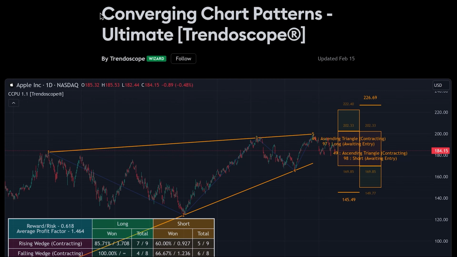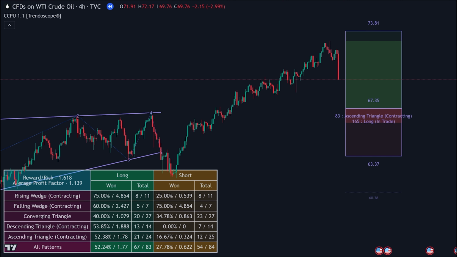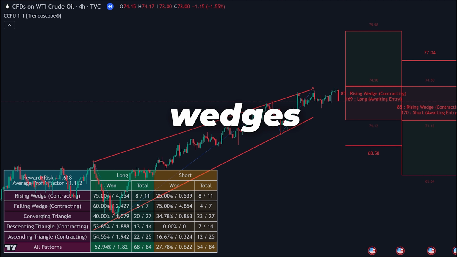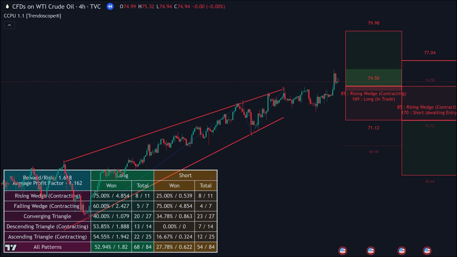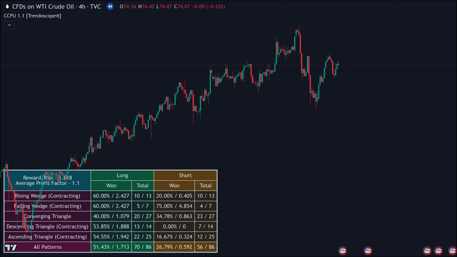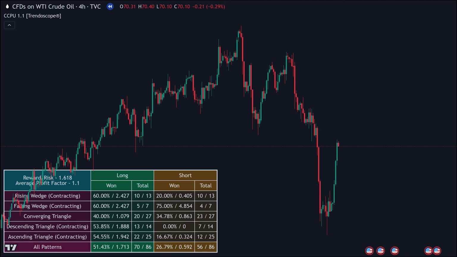Hello traders! Today, we're going to look at the Converging Chart Patterns Ultimate Indicator by Trendoscope. This indicator is popular in Forex, crypto, and stocks trading. It helps you identify various converging chart patterns, such as triangles, wedges, and pennants, which are crucial for predicting market trends. If you like trading based on technical analysis and chart patterns, this tool can be a game changer.